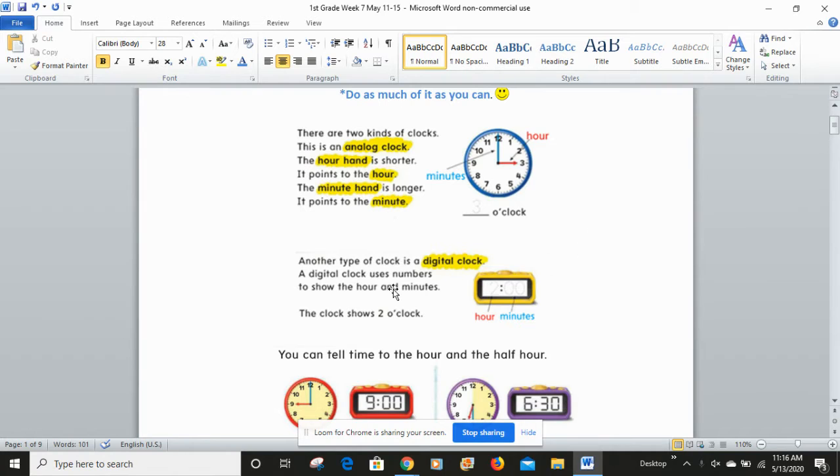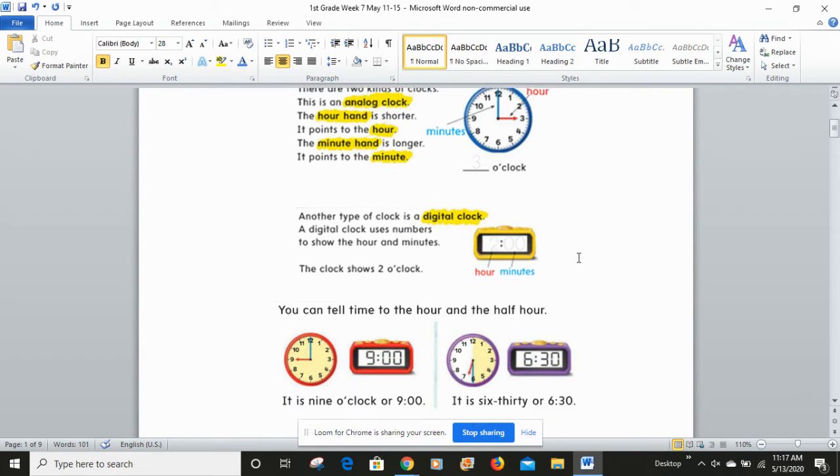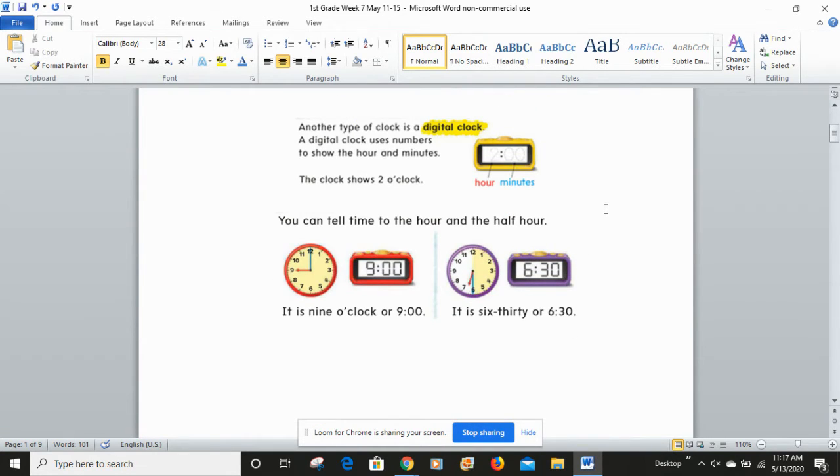The other type of clock is the digital clock, and that shows numbers on a screen. And there's two little dots in the middle. On the left side is the hour, on the right are the minutes. And so you can see on this clock there are 2 hours, 0 minutes, so it is 2 o'clock. You can also show half hours on both of these clocks.